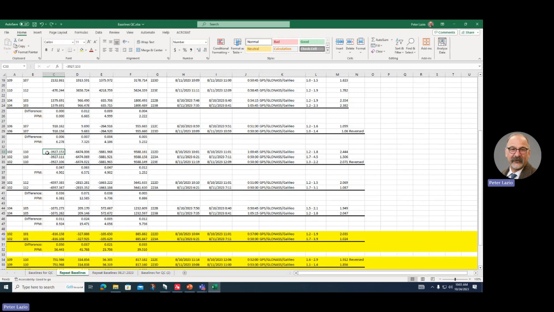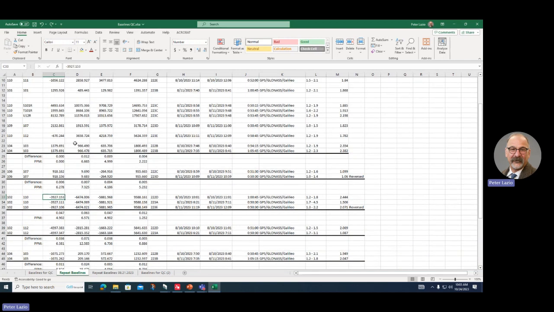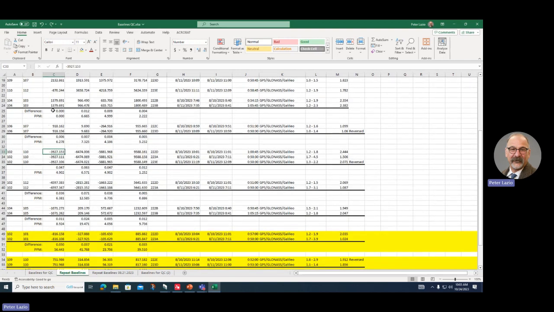And so I'll check them to see if they repeat, to make sure they repeat within spec. So you take the difference between them. And then this number here, the PPM, is this number up here divided by the shortest one of these. It really doesn't make that much of a difference.